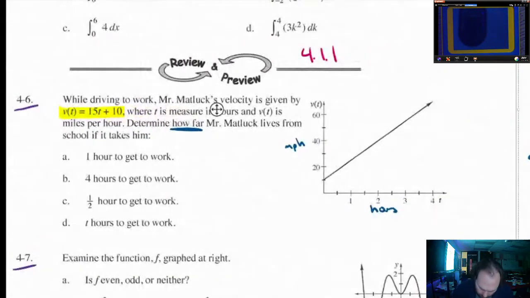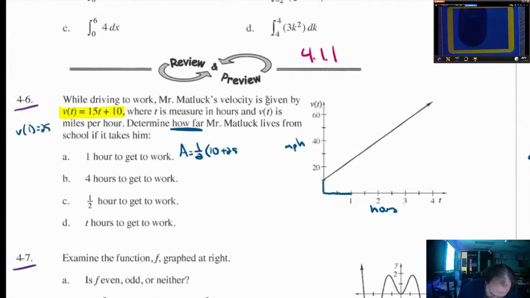questions. So as far as the 1 hour to get to work question goes in part A, that's going to be a trapezoid. And the area of that trapezoid is going to be 1/2 times the bases added together, which looks like 10 plus, man, I'm guessing that's 20? Oh, we do have the function, don't we? Let's see, v of 1 would be 25. So, 10 plus 25 times 1 for the base there.